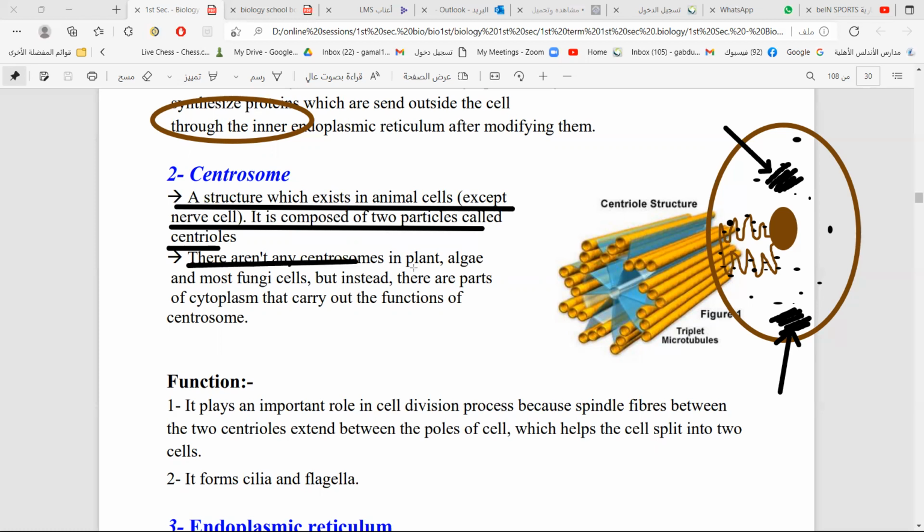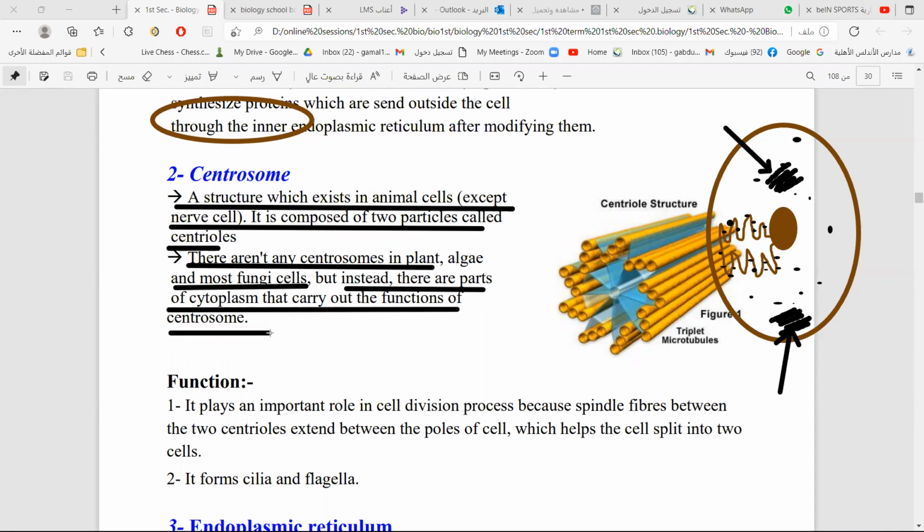Plant cells don't have any centrosome. The algae and most fungi also don't have a centrosome. But instead, there are parts in the cytoplasm which help in carrying out the function of the centrosome.